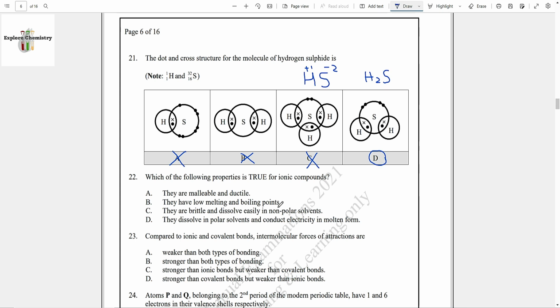22. Which of the following properties is true for ionic compound? They are malleable and ductile. No, this is the property of metals, not ionic compounds, because we can break crystals of ionic compounds. B. They have low melting and boiling point. No, they have a strong electrostatic force of attraction, therefore they have high melting and boiling point. They are brittle and dissolve easily in non-polar solvent. They are not able to dissolve in non-polar solvent. They are polar in nature, therefore they dissolve in polar solvents only. They dissolve in polar solvent and conduct electricity in molten form. This is the correct property of ionic compounds.